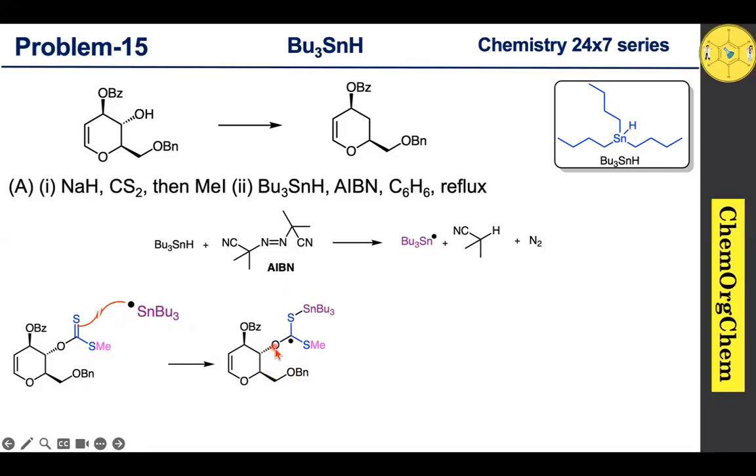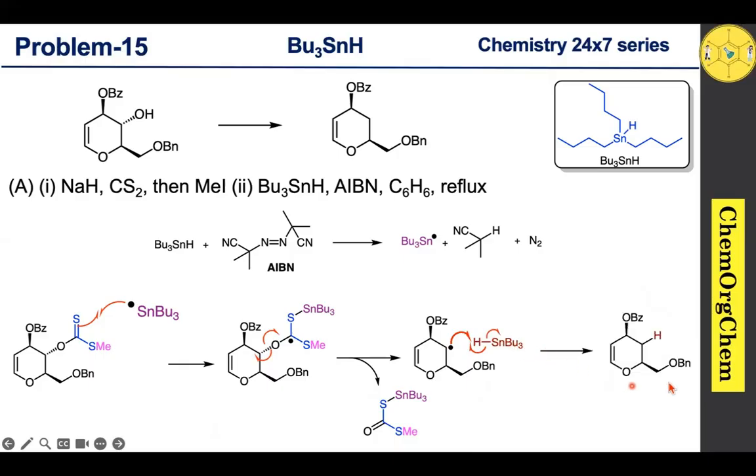Now you see the important step going to happen here. This carbon-oxygen bond is going to cleave homolytically. One electron moves towards here, then another electron moves towards this carbon atom. As a result, this produces a carbon-centered radical along with the corresponding byproduct. In fact, the formation of this sulfur-tin bond is the main driving force for this reaction. Now this carbon-centered radical quickly abstracts a hydrogen from tributyl tin hydride, which produces this corresponding product.